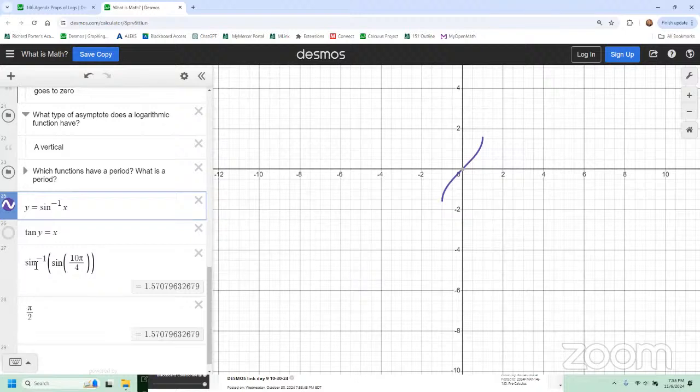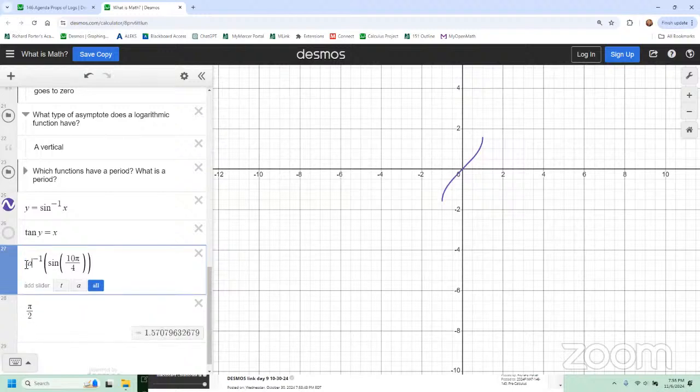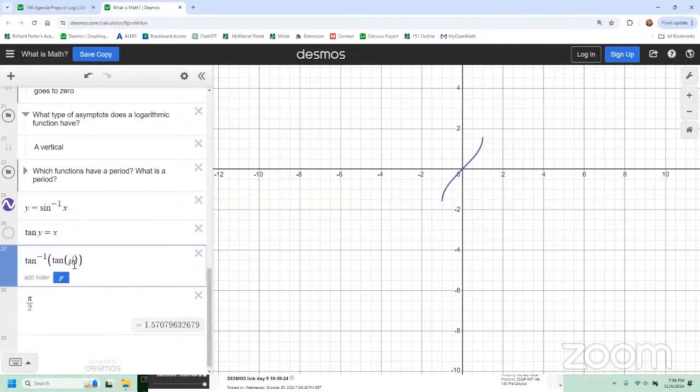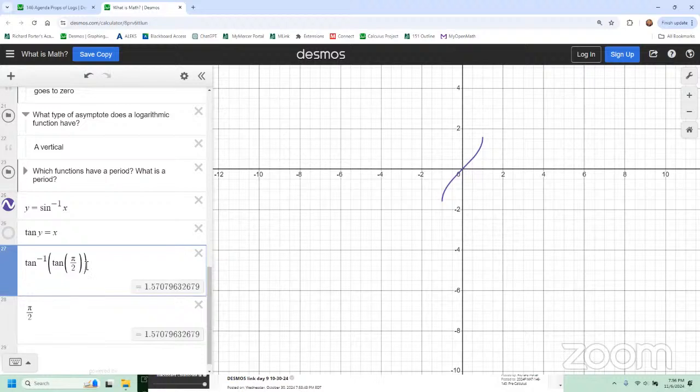Tangent, you get anything you want. The inverse tangent of tangent, I think that's not a problem. But let's see. Yeah, so even the inverse tangent of tangent only gives you pi over 2. So if you put in pi over 2, you would get pi over 2. But if you put in more, you get something else.